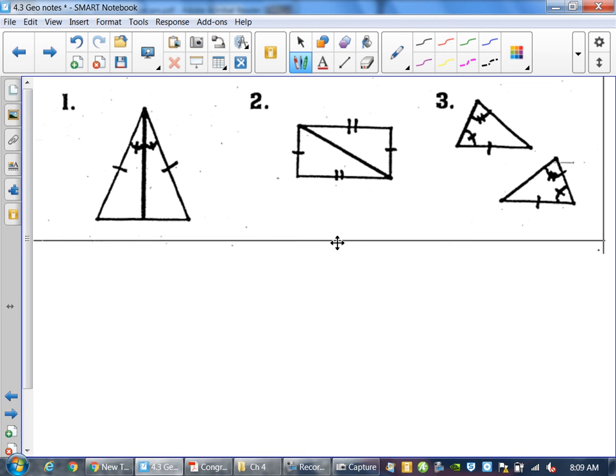So in this number 1, which one can you throw out right away? Hypotenuse leg. And why can I throw out hypotenuse leg right away? There's no right angle shown. I can't assume that there's a right angle. But I do have one thing.